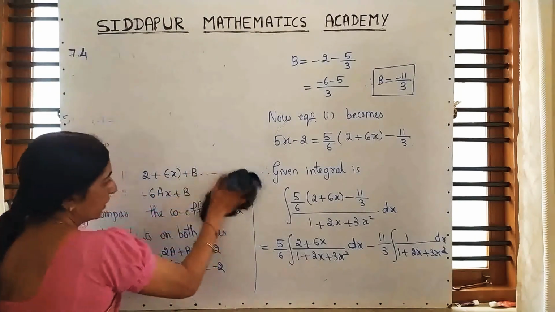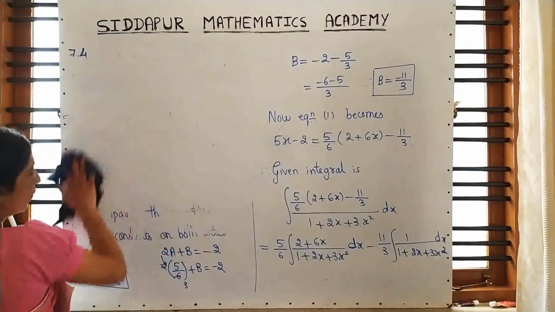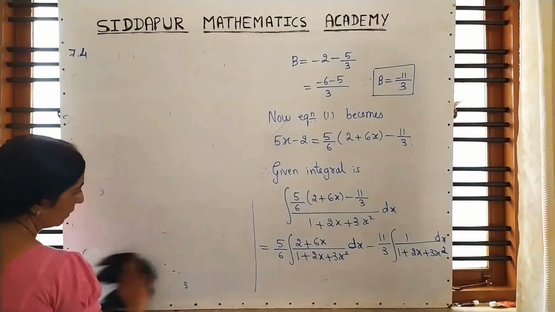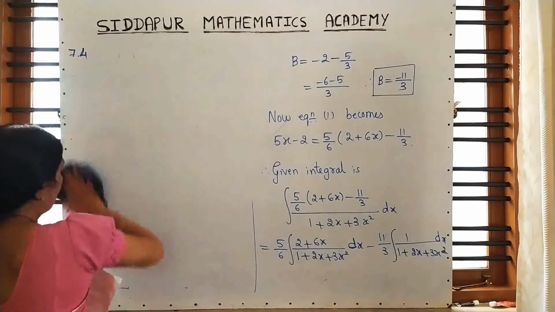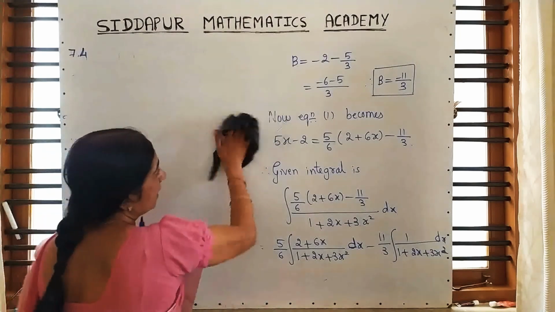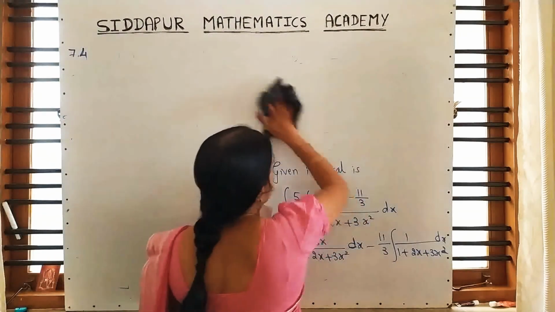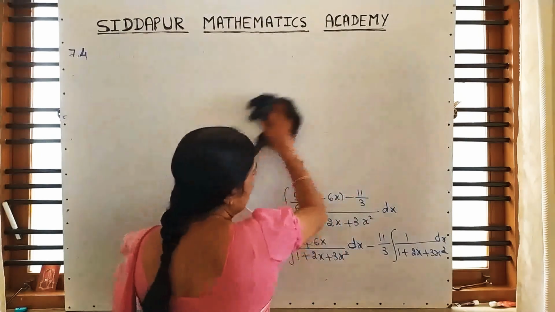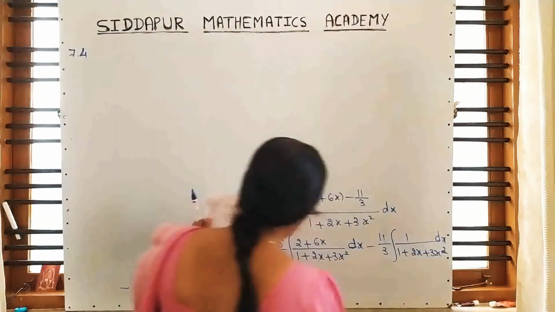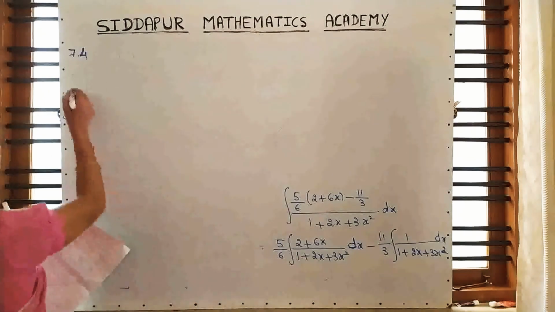Now you know how to integrate. The first one is in the form of f dash of x upon f of x. Directly I am writing with the help of the formula, and the second one I will make as a perfect square. Or otherwise you can write in the first integral, put 1 + 2x + 3x² equal to t.